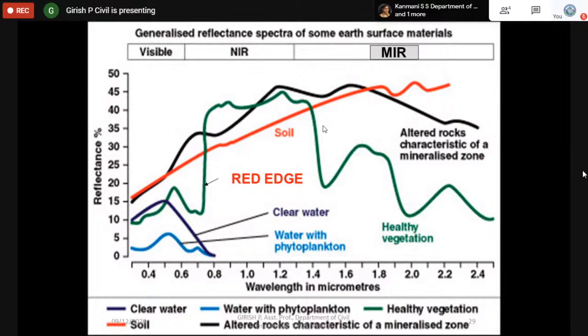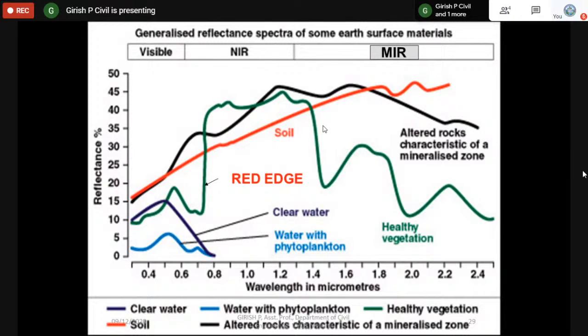So for clear water, and whatever various curves we have seen in this picture, when we speak of clear water, most of the time it has a reflectance of 10%. Water always looks blue or green in color because water has relatively very low reflectance, particularly in the blue portion, and high absorption near the infrared wavelength.